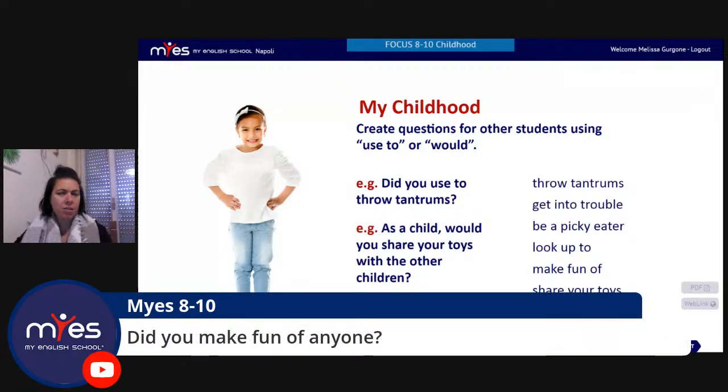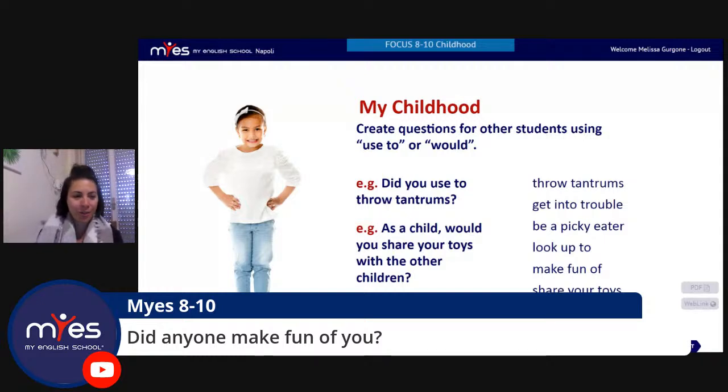So I can say I don't think I made fun of anyone as a child, or I don't think I used to make fun of anyone. But yes, some children used to make fun of me. Especially in high school, I had terrible skin. And you know how horrible children can be. And they used to make fun of my skin in high school. What about you? Did anyone make fun of you when you were at school or when you were a child?